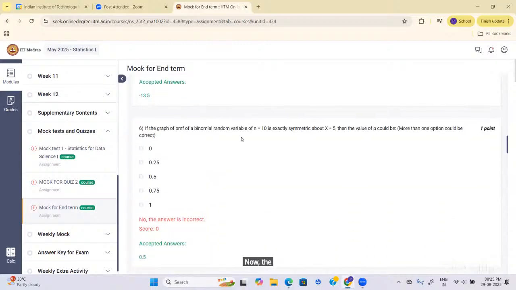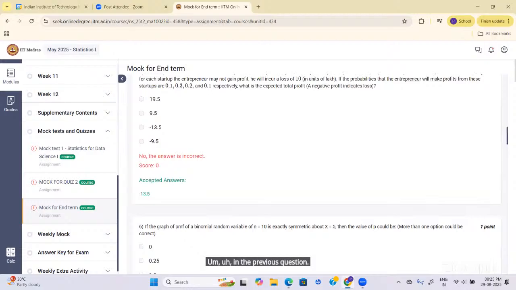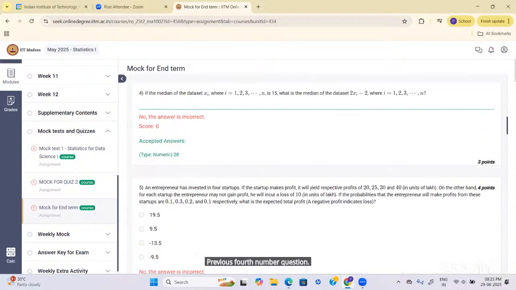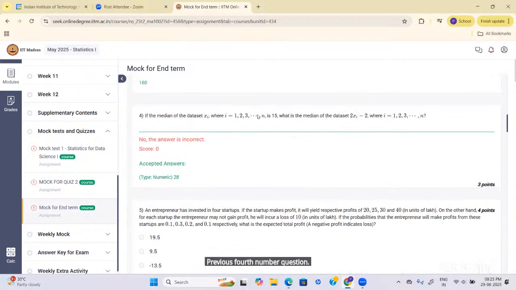Ma'am, in the previous question, you have taken the median xi as 15. Can I ask why? In the previous fourth number question, the median is given in the question as 15. So why have we taken xi as a median?